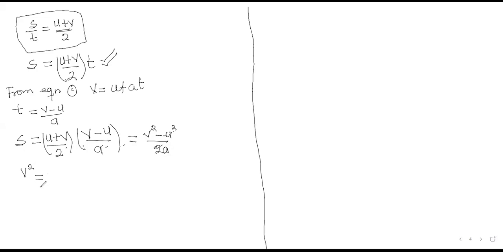Gideon, are you still ready? Yes. Go ahead. Okay. So you cross multiply. Give me the final expression. Okay, Gideon. Sir, V squared is equal to U squared plus 2AS.